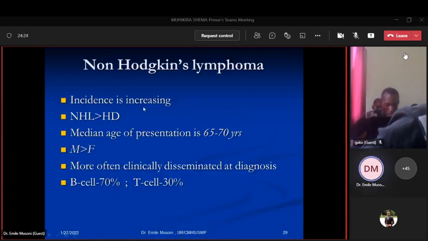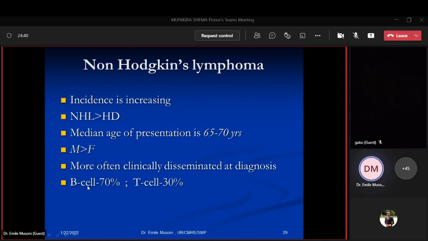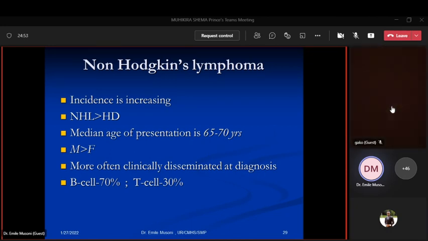Non-Hodgkin lymphomas are more common than Hodgkin lymphoma. Median age is between 65 and 70. There is predominance in males. They are more often clinically disseminated at diagnosis. Most of them are B cell, 70%, and T cell, 30%. This is why when you find it is non-Hodgkin lymphoma, you have to do immunohistochemistry to see if it is B cell or T cell lymphoma. T cell lymphoma has a poor prognosis compared to B cell lymphoma.